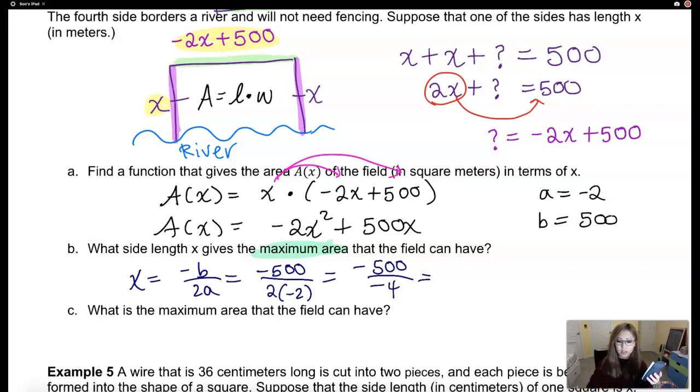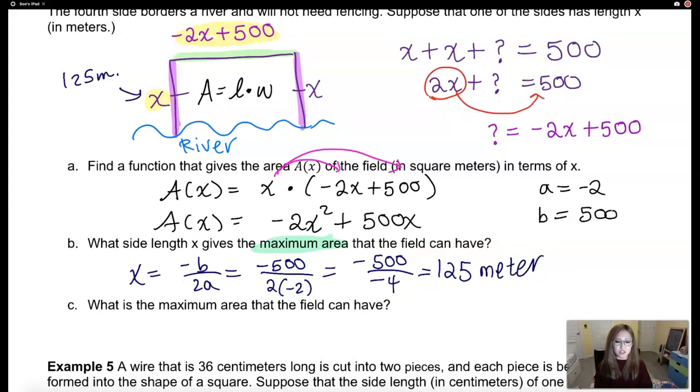Oh, it's 125, and we found the meters. Okay, so this side is 125 meters. I can figure out the other side, but I'm just going to go ahead and use the area function that we wrote. So there's a beautiful function that we wrote.